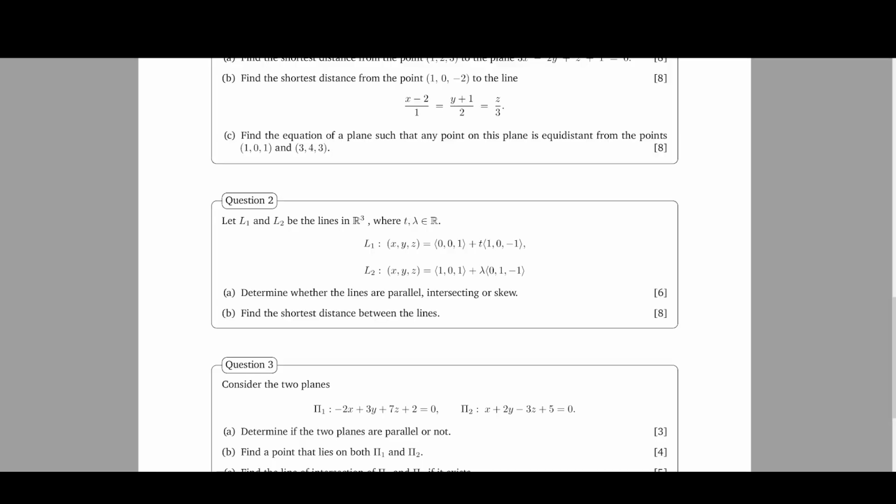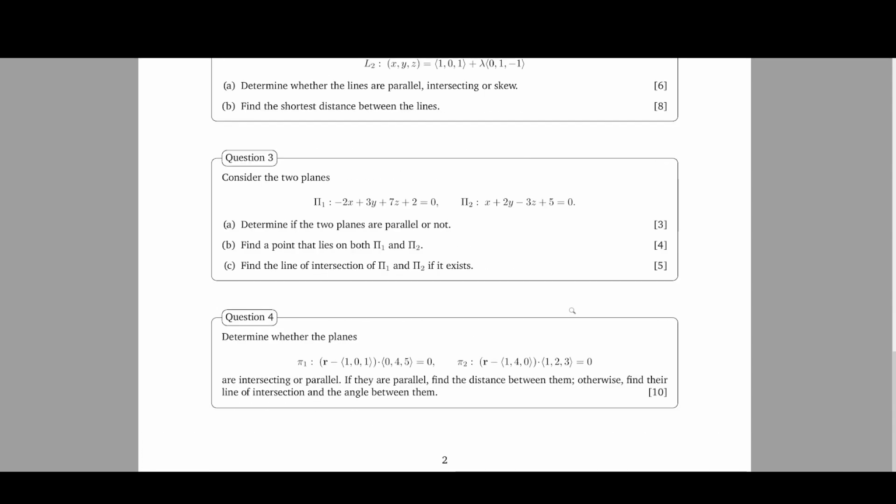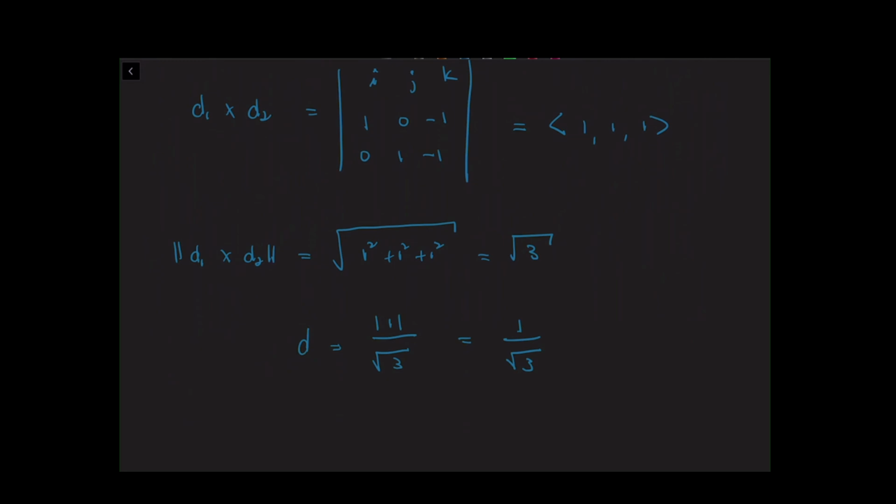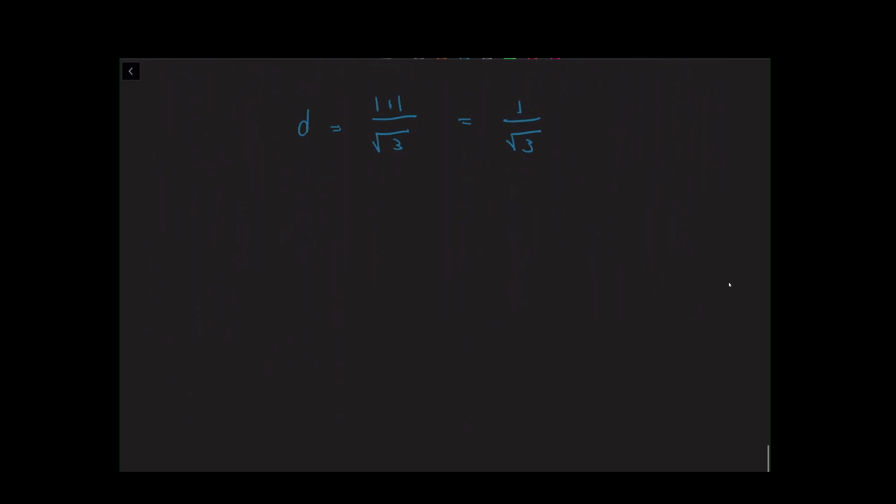Now we're moving on to question number 3. It gives us two planes and they ask us to determine if the two planes are parallel or not. Then we are asked to find a point and then the line of intersection if it exists. So let's see how we're going to do that. This is question number 3.